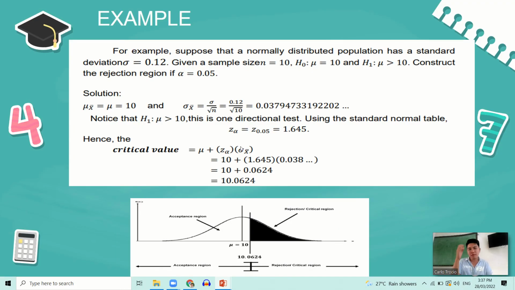So you have Z of alpha. And then the critical value, you have to find it using the formula, since you already solved the Z of alpha. You also solved the standard error. So you will have the mean plus the product of Z of alpha times the standard error. So that's it, and then you will have 10.0624. That is now the critical region or the rejection area.